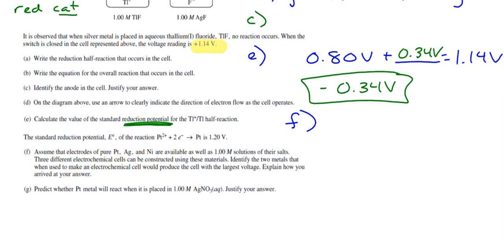We'll make it work. Assume that the electrodes of pure platinum, silver, and nickel are available as well. And when they say 1 molar, it's just a standard amount. 3 different electrochemical cells can be constructed using these materials. Identify the 2 metals that, when used to make an electrochemical cell, would produce the cell with the largest voltage. Explain how you arrived at the answer.